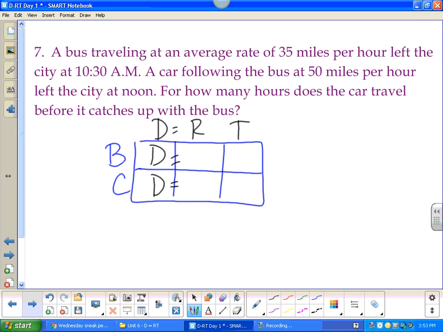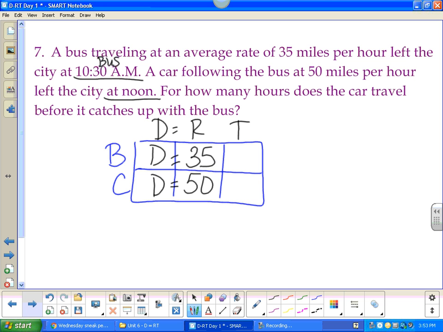Now the bus is traveling at an average rate of 35 miles an hour. So that's his rate. It left the city at 10:30. Well, that's not my time. That just tells me when he left. So the bus left at 10:30. A car following the bus at 50 miles an hour, well, that's the car's rate, left the city at noon. So here's my question. What's the time difference there? Between 10:30 a.m. and noon, what happened?